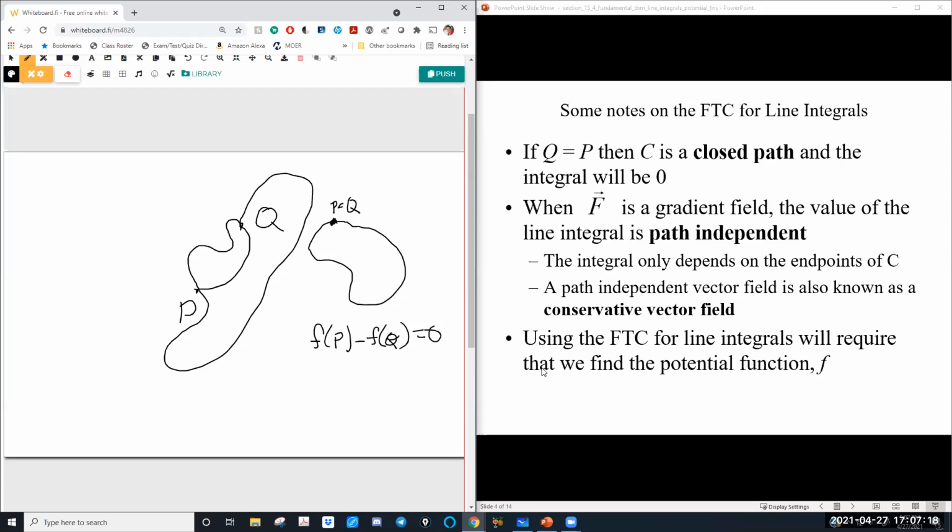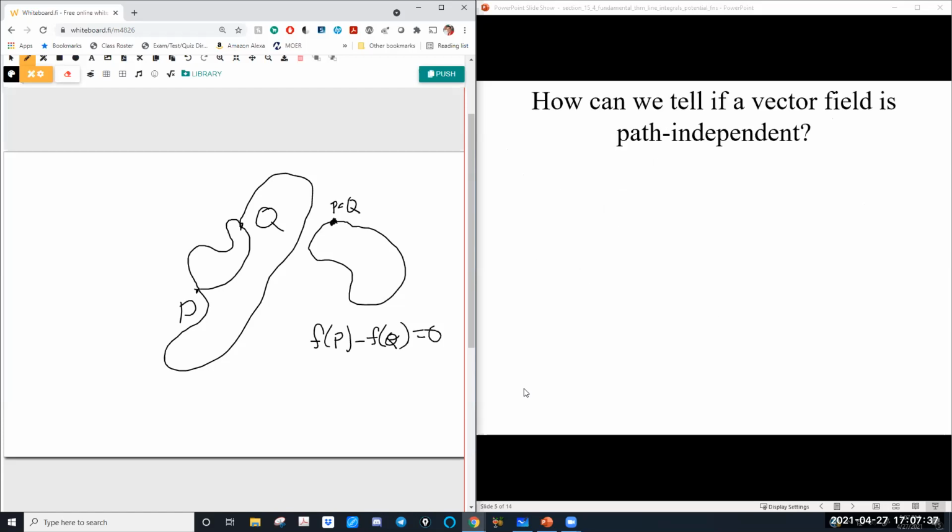There's a couple things I want to mention first, because obviously, if we have a path-independent vector field or a conservative vector field, we're very happy about that, right? Because we no longer care about the path to get between the 2 points. We only care about the potential function. So let's talk about how we identify that.